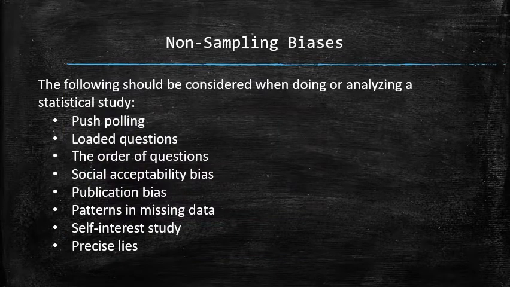There are many other possible issues that may compromise the validity of a statistical study besides sampling biases. Here is by no means a complete list of terms that one should be familiar with when analyzing a statistical study. Some of the terms are examples of a specific bias, and some are examples of unethical practices that lead to some type of bias.